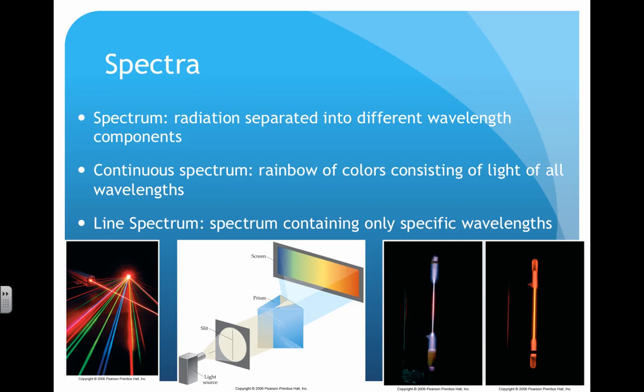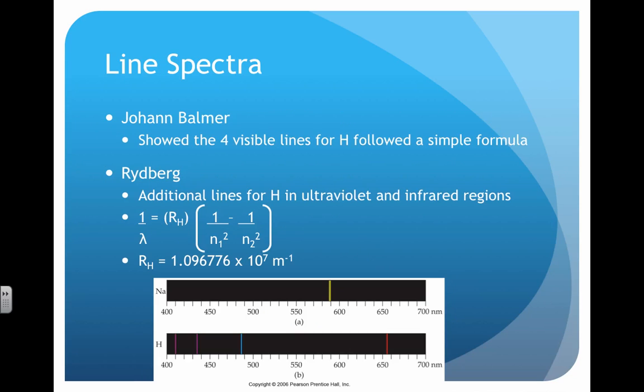Each element has its own unique line spectrum. So we're able to use that as one means of identifying elements in unknown compounds, as well as in the lab, as well as things in space. The line spectra.